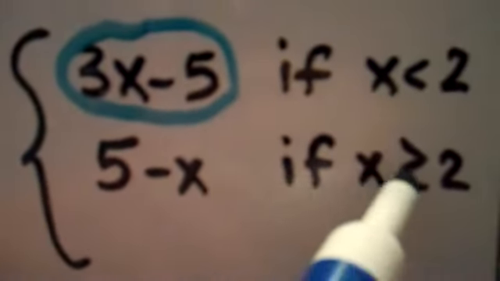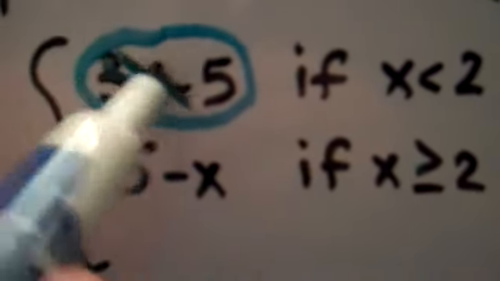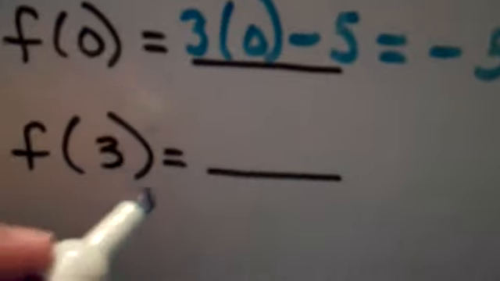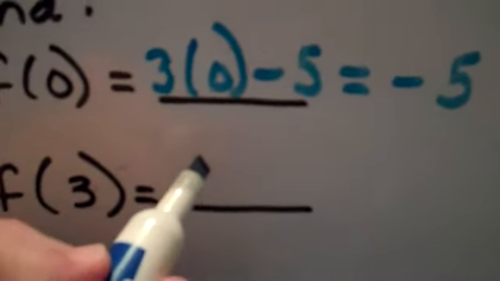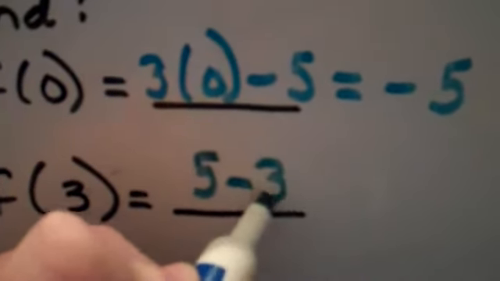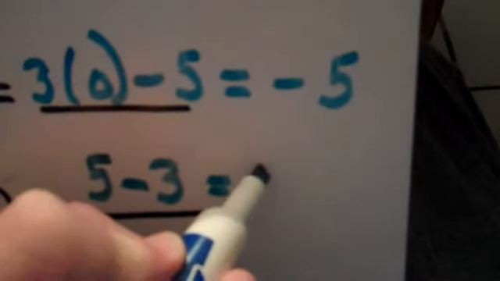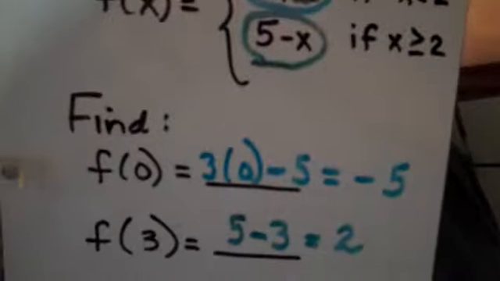3 is a number that is greater than or equal to 2. So this time I'm not paying attention to the top rule, I'm paying attention to the bottom rule to determine my output. And that bottom rule is 5 minus x. So to evaluate f of 3, I use the rule 5 minus x, which in this case would be 5 minus 3, and that's how I correctly get the answer 2. That's how you work with piecewise functions.